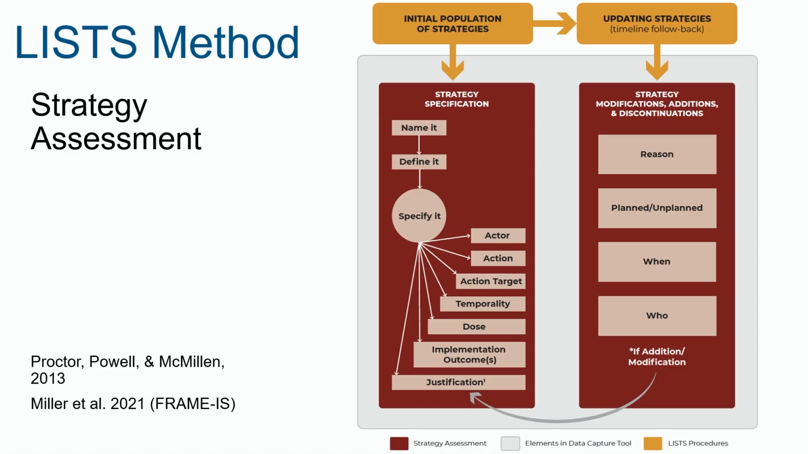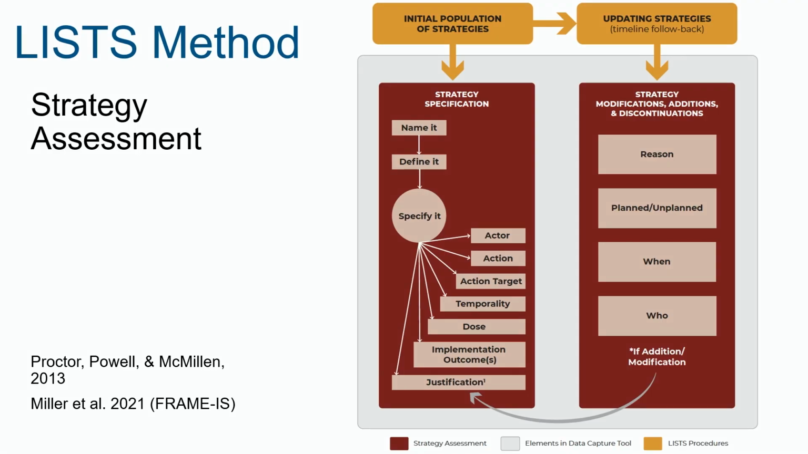Our justification really is basically what barriers did you think you were addressing by having this, and what facilitators are you leveraging? So it's not super complex, and of course you can use other methods for expanding on that justification outside of the LIST system.